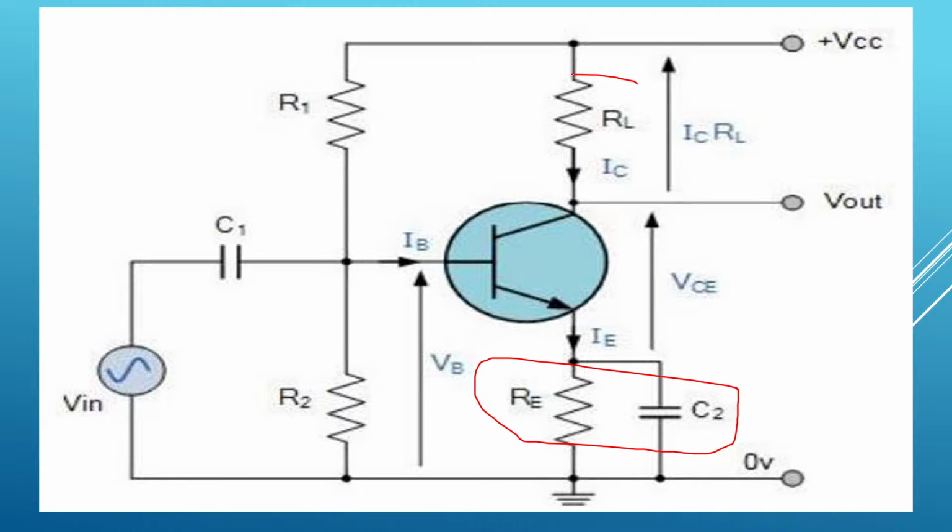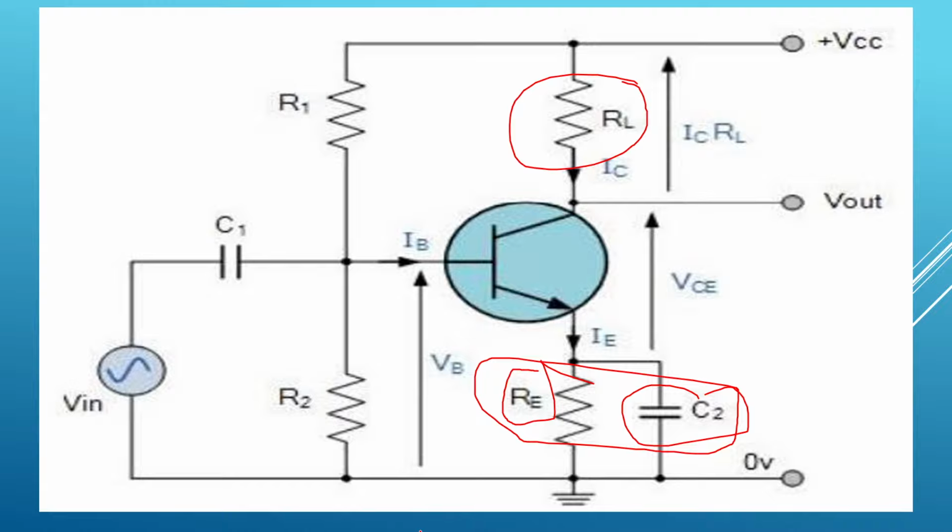Where is my cursor? This is our load. For low frequencies, the common emitter will shunt the RE. Shunt means parallel connection. If you see, C2 is connected parallel to RE, so the common emitter will shunt the RE effectively because it has a large reactance at low frequencies.